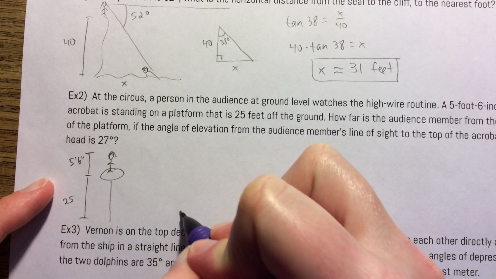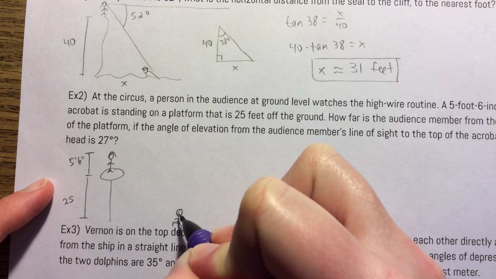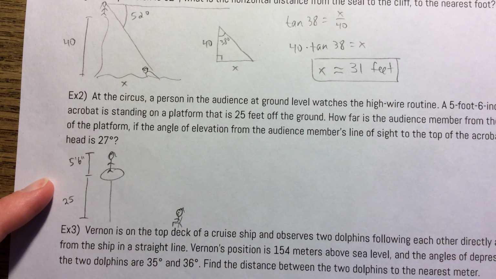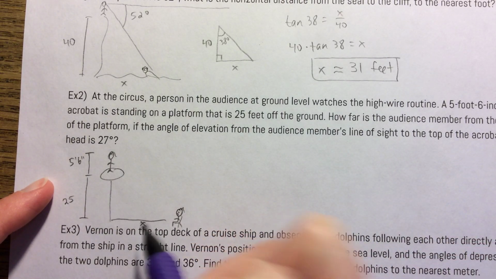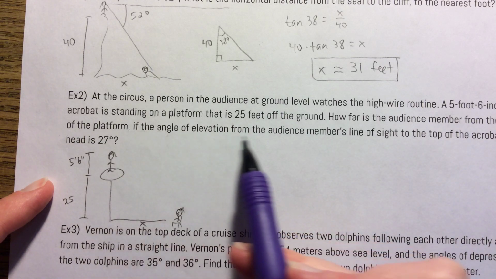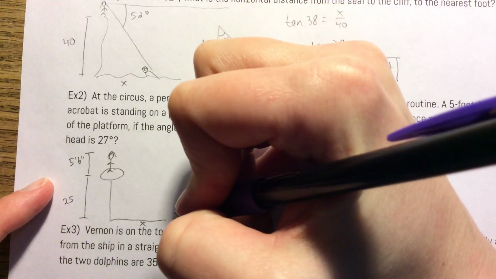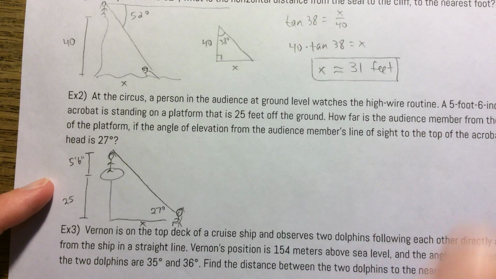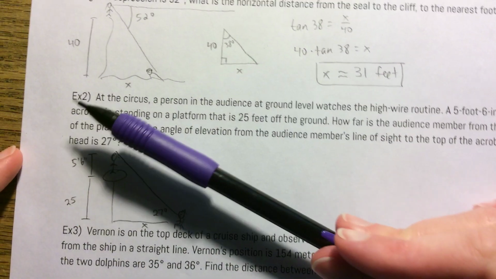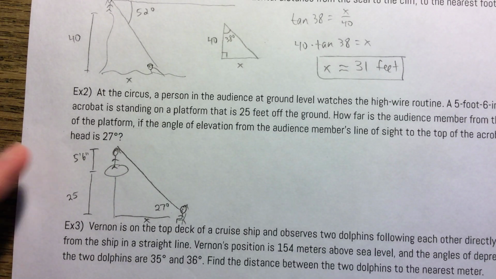So here's my audience member, sitting in their little seat, all excited. And how far is the audience member? This is what we're trying to find. The angle of elevation from the audience member's line of sight to the top of the acrobat's head is 27 degrees. So, angle of elevation from the horizontal going up. That's why I labeled this one inside of the triangle there.